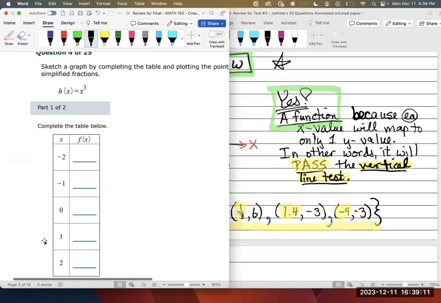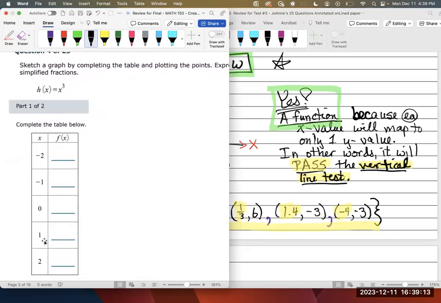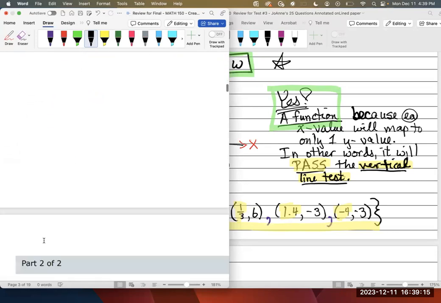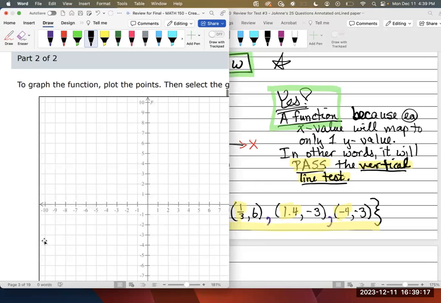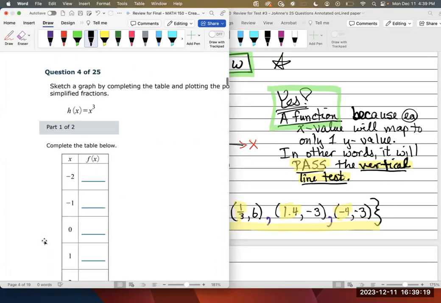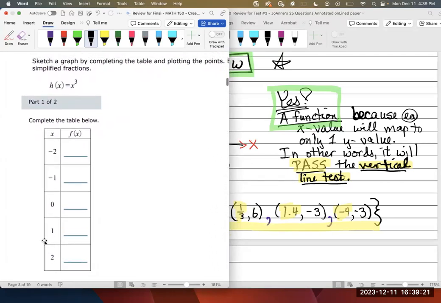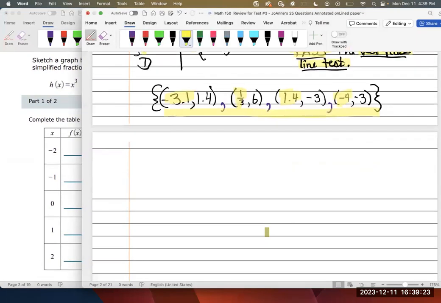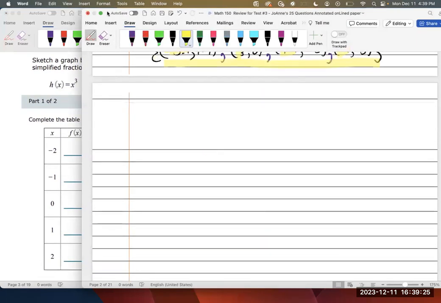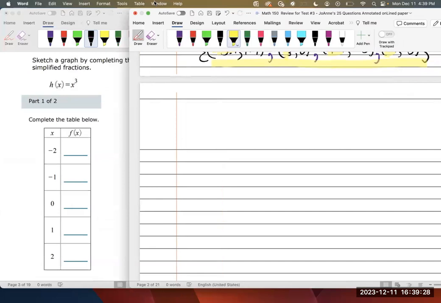Number 4, sketch a graph by completing the table and plotting the points. There's a space to sketch your graph, completing the table, and plotting the points. This tests: do you understand how to use a function?